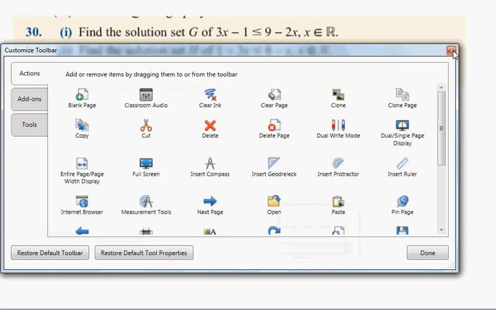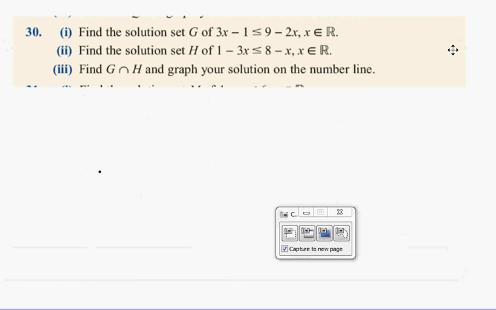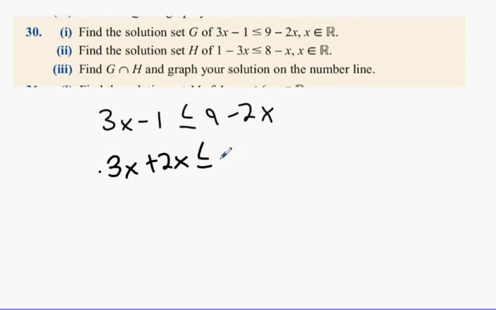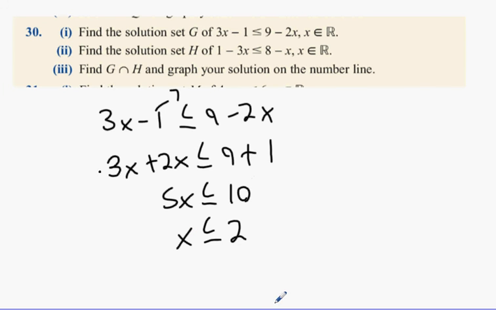Okay, and what we have here, guys, is: find the solution set G to the following. So it's 3x minus 1 less than or equal to 9 minus 2x. Bring the 2x over to the 3, we're going to get 3x plus 2x less than or equal to 9. Bring the 1 over, it becomes a plus 1. 5x less than or equal to 10. X is less than or equal to 2.